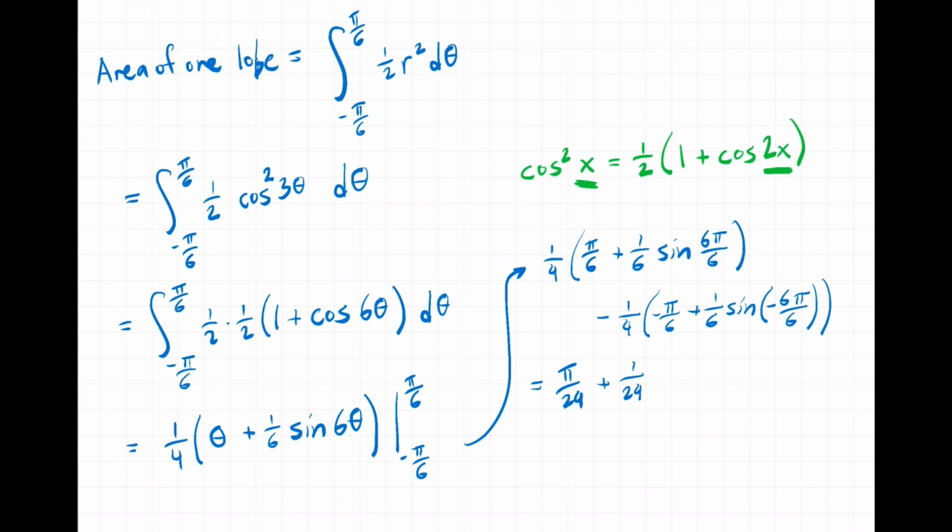Let's see. 6 pi over 6 is pi. The sine of pi is actually 0. So in fact, this whole thing goes to 0. I can get rid of that 1/24 that I wrote down. In fact, negative 6 pi over 6 is negative pi, and the sine of negative pi is also 0. So this other term here is also going to 0. So we're just going to have minus 1/4 times negative pi over 6. That's going to be plus pi over 24, which is equal to pi over 12.